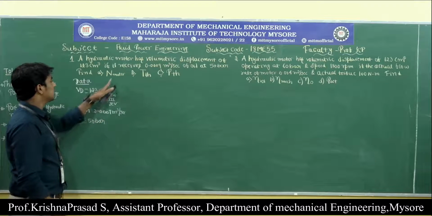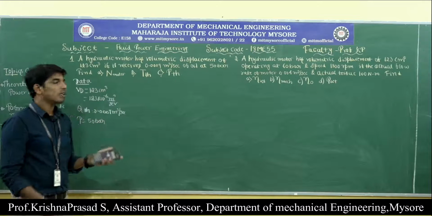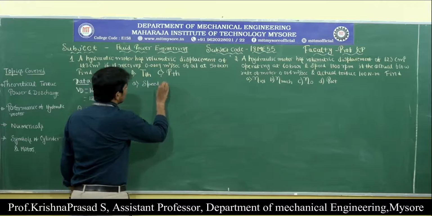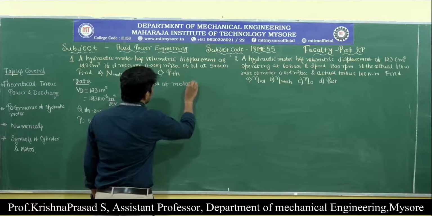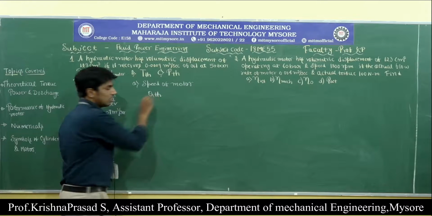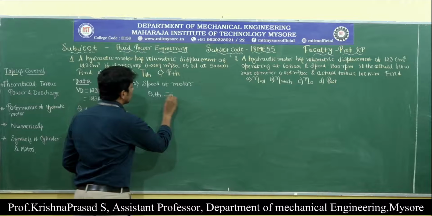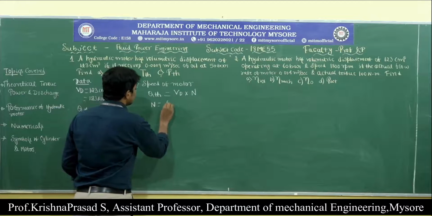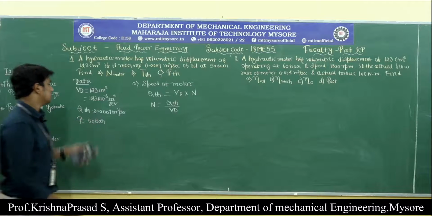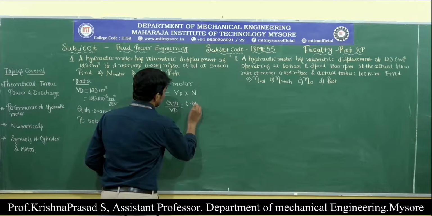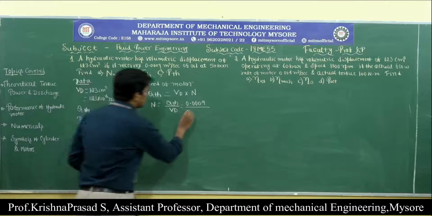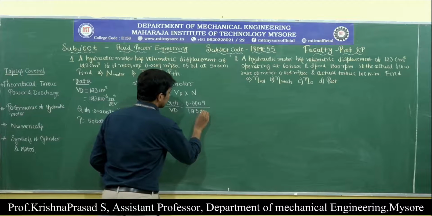Okay, first they are asking us to calculate the speed of the motor. For the speed of the motor, we know that theoretical discharge QTH is equal to Vd into N. So if you want to calculate N, then it is QTH divided by Vd. So what is the value of QTH? That will be equal to 0.0009, and Vd will be equal to 123 into 10 to the power of minus 6.